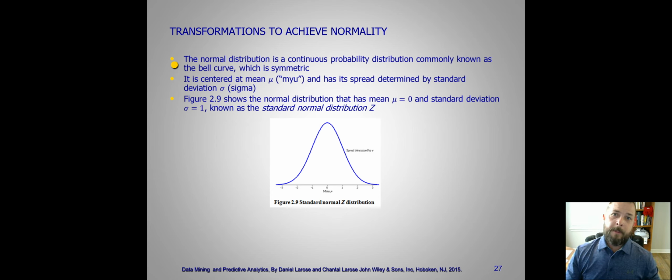There are also transformations to be able to achieve normality. All right, this is talking about the skewness of our data. So we know that a normal distribution is commonly known as a bell curve, and that should be symmetric and centered around 0. All right, which means that we're centered around the mean, or mu, and it has a spread that's determined by the standard deviation. All right, and so on this scale, we see the normal distribution is centered around 0, with a standard deviation of 1, all right? And that's known as a standard normal distribution.